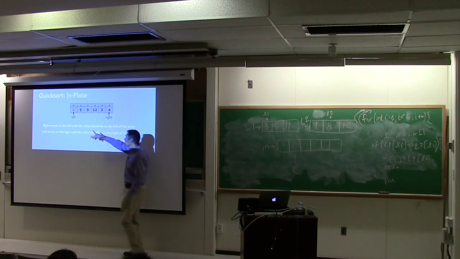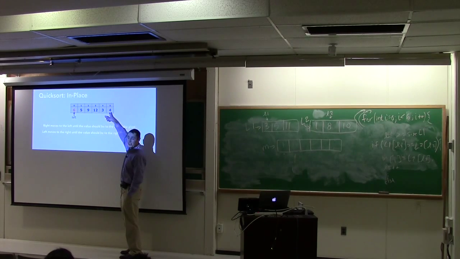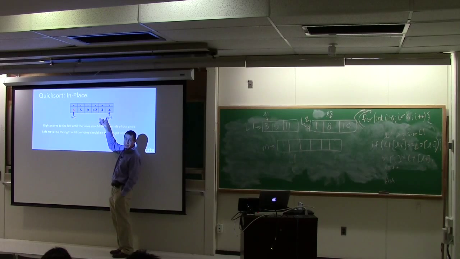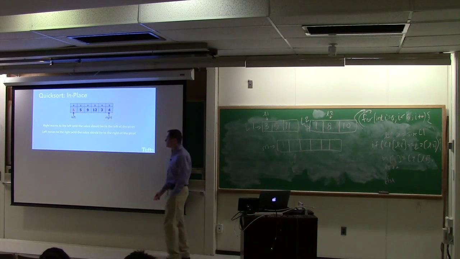So left is over here. Right is over here. Here's the deal. We are going to take right, and we're going to look at its value. And we're going to say, should that be to the left of the pivot? In this case, yes, because 4 is less than 6. If it's not, we're going to keep moving the right to the left until we get to one that is supposed to be to the left of the pivot. Right now, it happens to be already there.